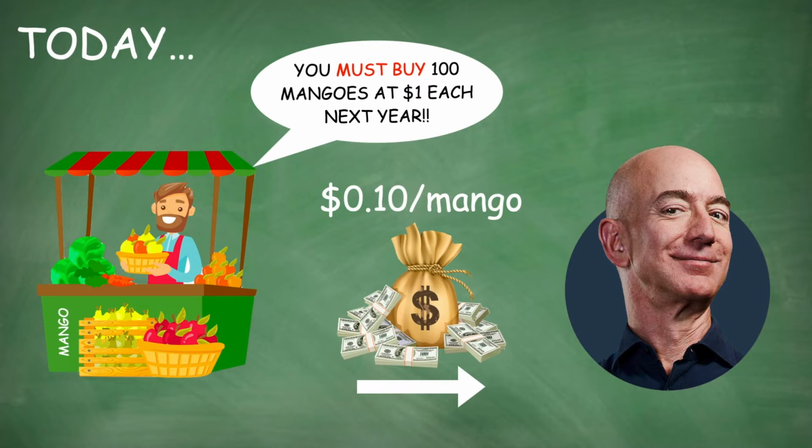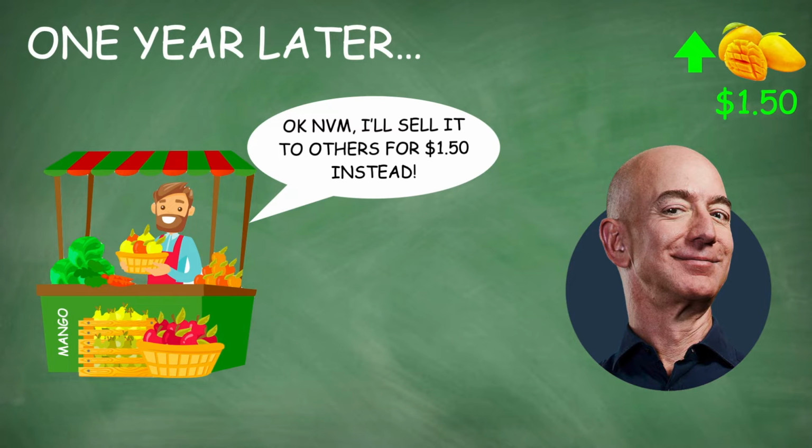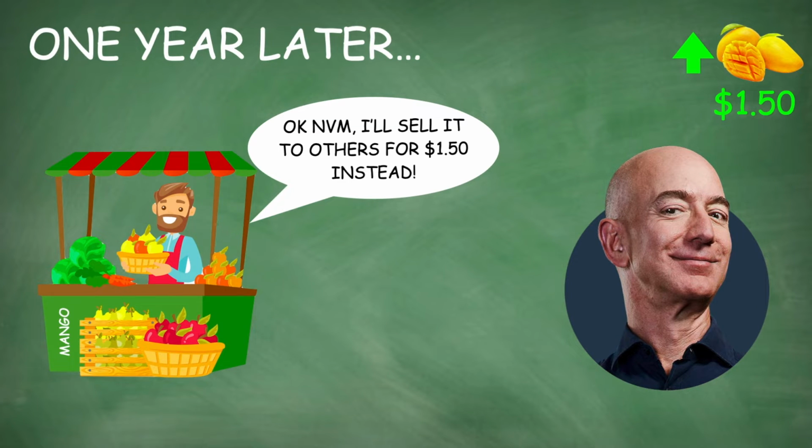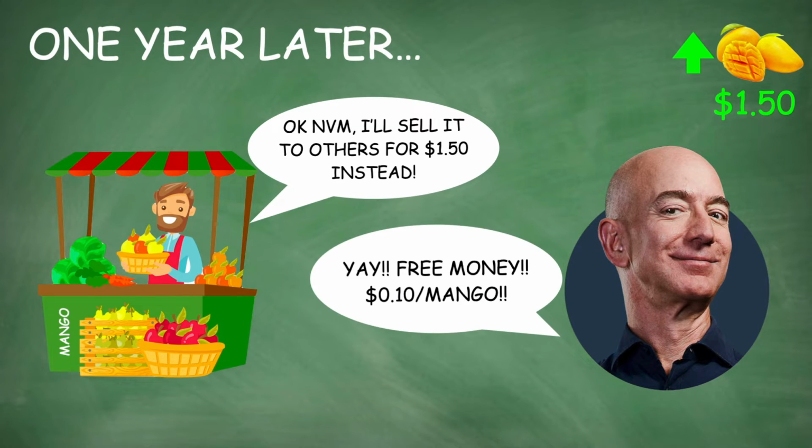So now, 1 year later, if the price of mangoes increased to $1.50 per mango, the mango seller now has the right but not the obligation to sell 100 mangoes at $1 each. In this case, he will definitely not want to do that anymore because now he can sell it at a more expensive price of $1.50. And in that case, Jeff will get to walk away with the premium he has received at 10 cents per mango. And he does not need to buy the mango from the mango seller.